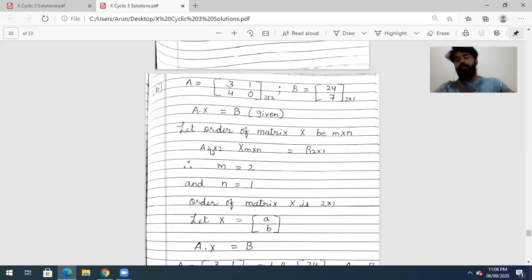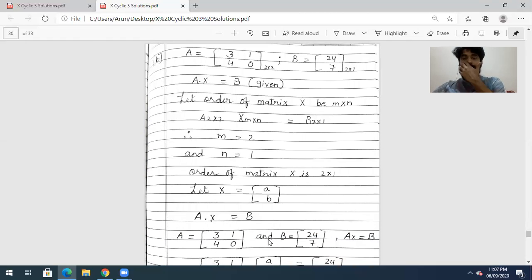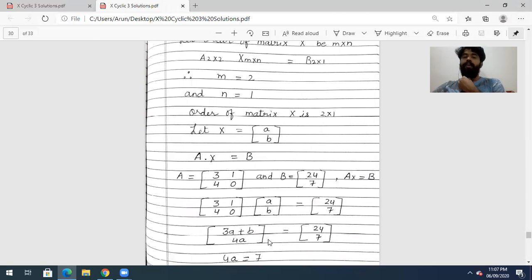And the number of columns in the product matrix has to be equal to the number of columns in X. Therefore, n is equal to 1. So we have the order of matrix X as 2 cross 1. So we'll assume X to be [a; b]. We're given AX is equal to B.